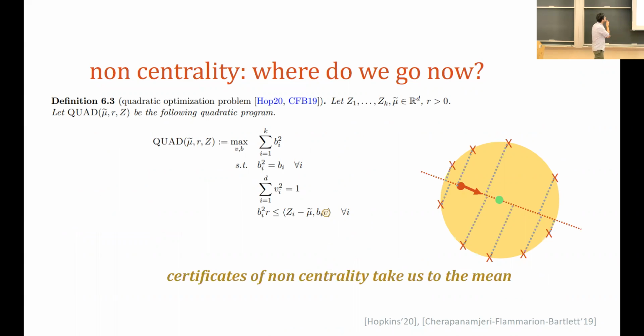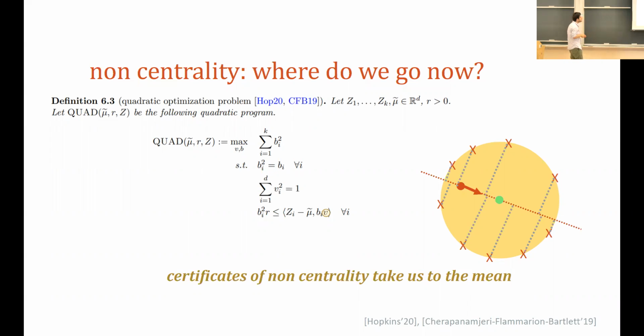But what if mu tilde doesn't have a low value? It means that there exists some direction v such that on that direction, mu tilde doesn't look like a median. Now, let's say it's that direction in the picture. You can imagine that the central point is going to be somewhere on that direction. And this direction v points towards the central point.